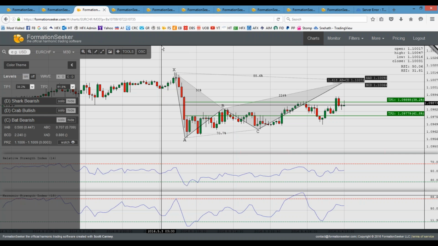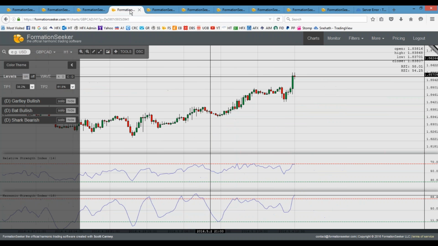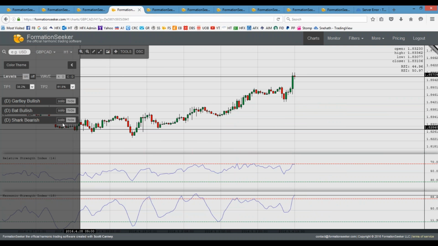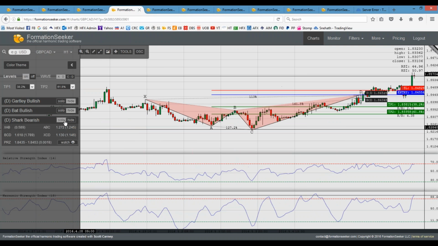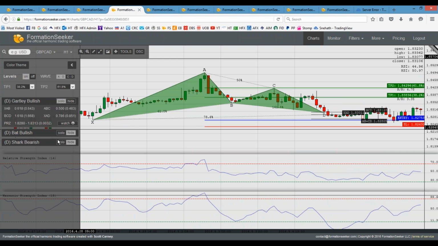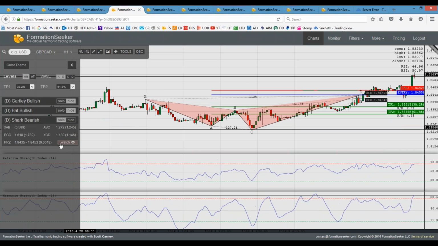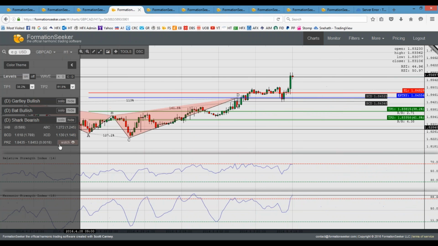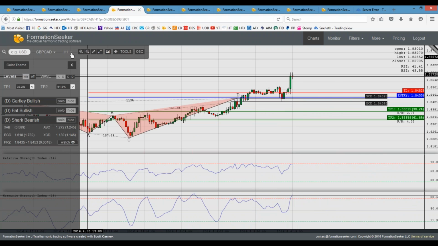All right, so let's see what's up next. All right, there was a pattern here to short. How come that has disappeared? So the pattern was valid, but I felt it was violated. So because of that, it's not a trade that we could have taken.